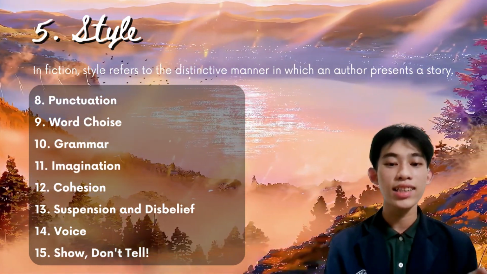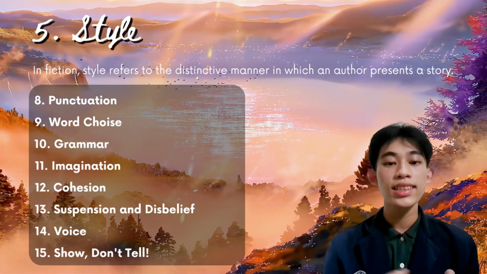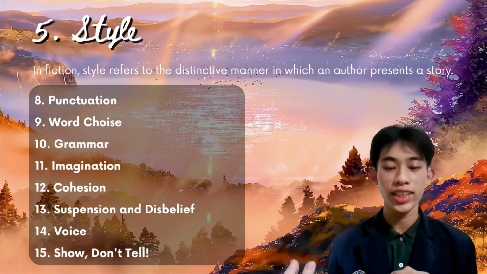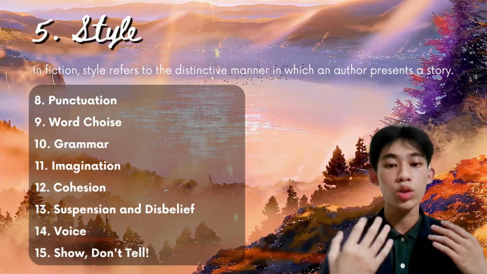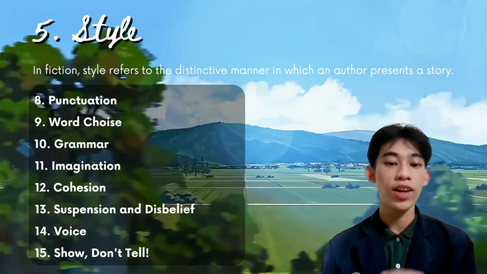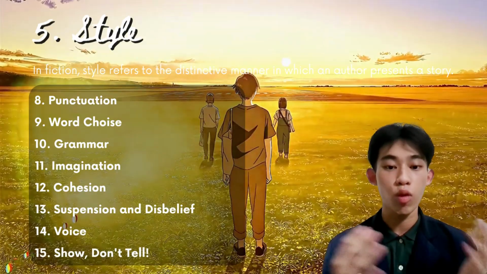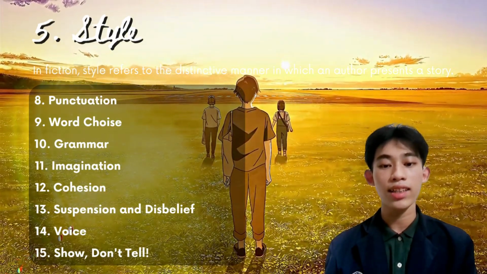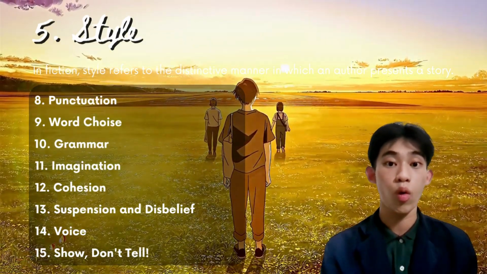For example, the mouse was chased by the cat. And the last is show, don't tell. Instead of explaining, good writers show through actions and dialogue. For example, instead of saying she was angry, they might write she slammed the door.